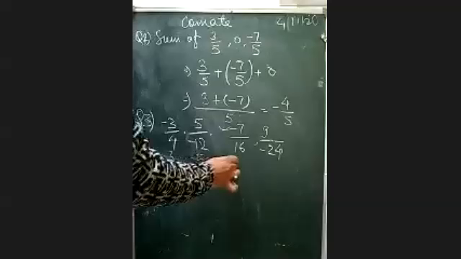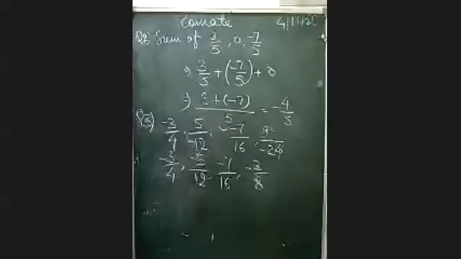Okay? 9 upon 24 can now be cancelled. It will give you 3 and 8. 3 3s are 9, 3 8s are 24. So I am writing directly minus 3 by 8. Okay? Minus 3 upon 8. Okay? Now let's have the LCM of all those denominators which are given to us.